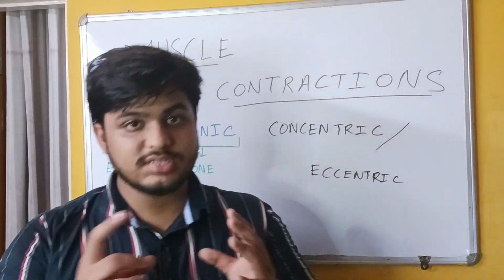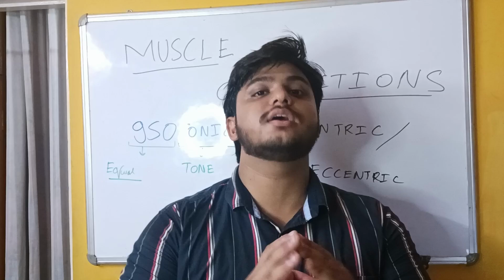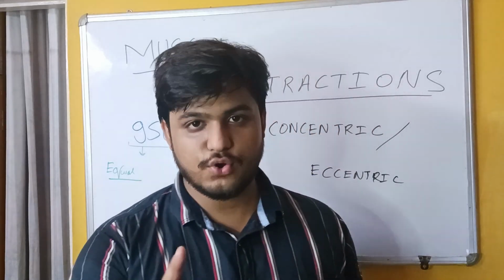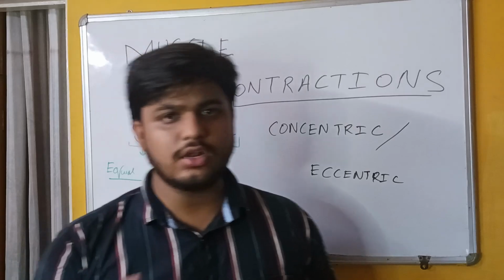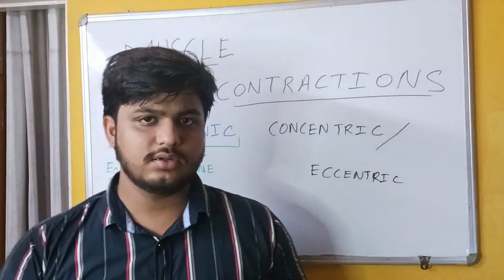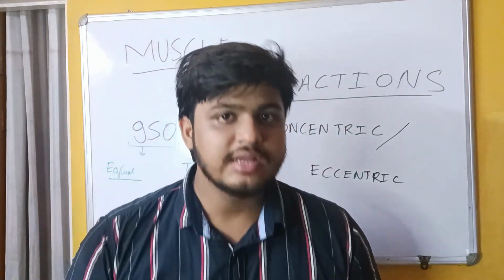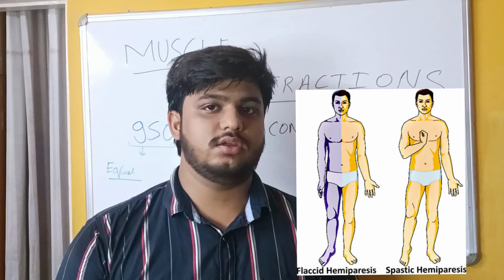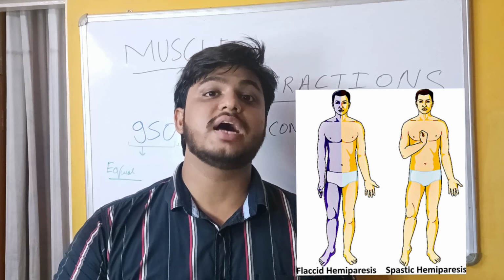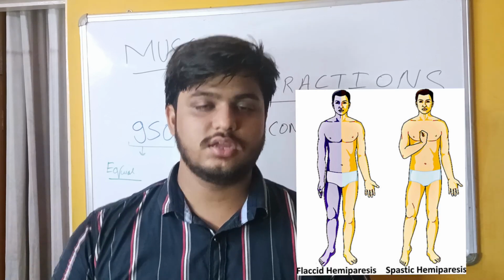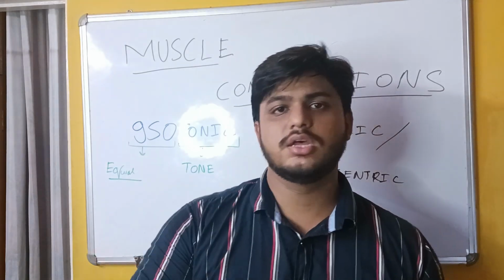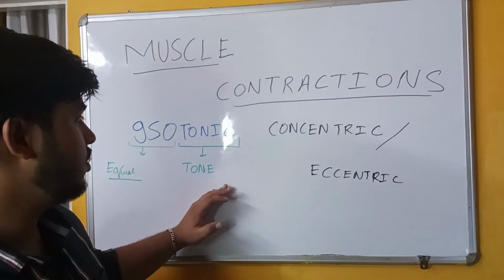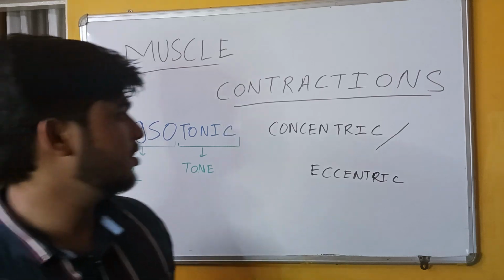So basically जो हमारे मसल्स में रेजिस्टेंस क्रिएट होती है when the body is at complete rest, that is known as tone. So tone could be a high tone and a low tone. When the patient has a low tone, that is known as flaccidity, and when the patient has a high tone, that is known as spasticity. You will study more about spasticity and flaccidity in the upcoming lectures. Right now let's just focus on isotonic contraction.